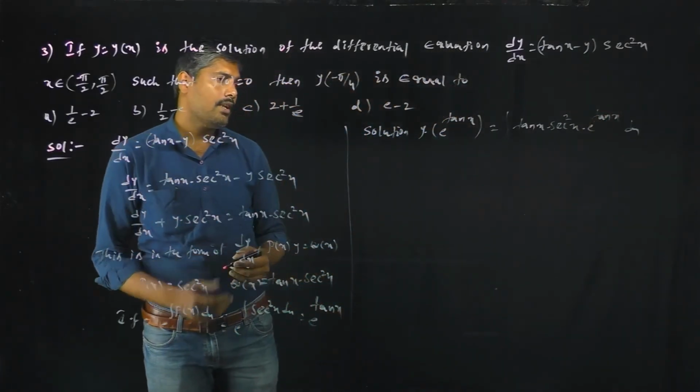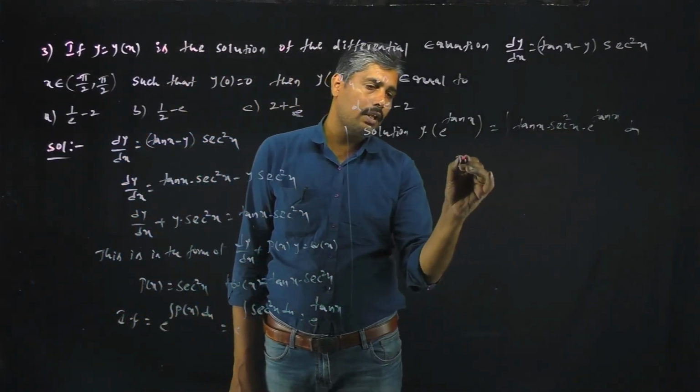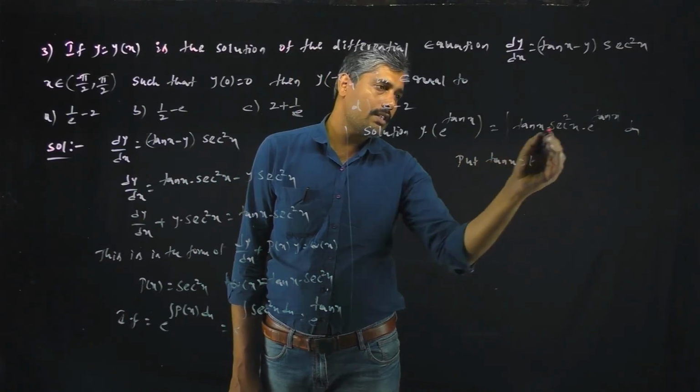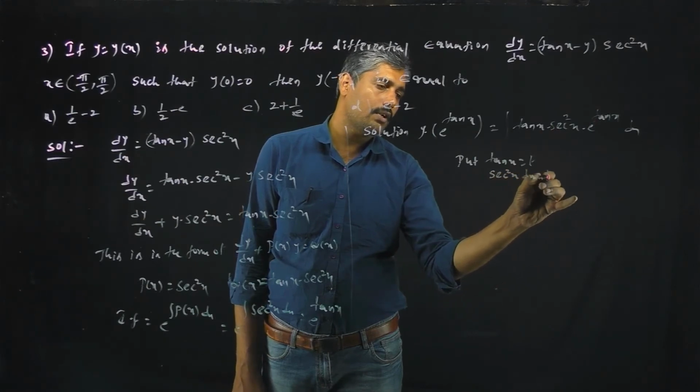Right, okay. How to solve this one? Put tan x equal to t. Then we get secant square x dx equal to dt.